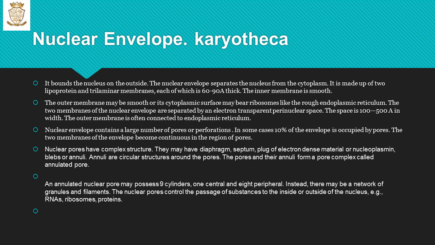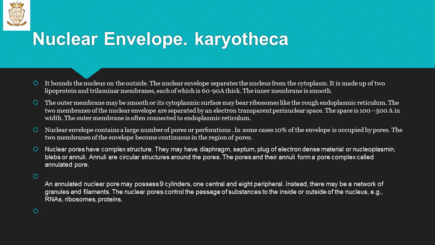Nuclear envelope contains a large number of pores or perforations. It is a complex structure, may have diaphragm, septum, plug of nuclear dense material, nucleoplasmic annuli. Annuli are the circular structures around the pore. The pores and the annuli form a pore complex called annulated pore. It consists of 9 cylinders, 1 central, 8 peripheral. It consists of a network of granules and filaments.